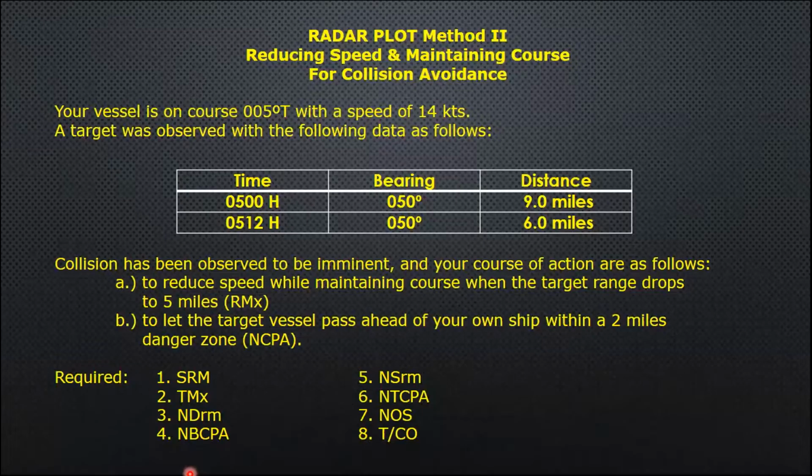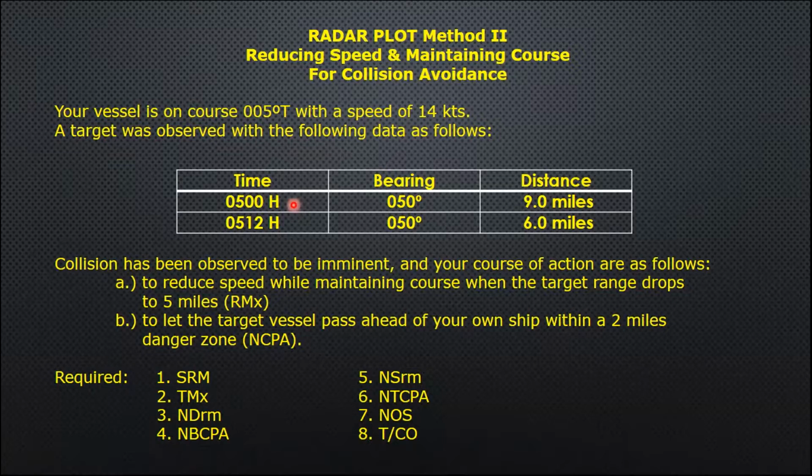Good day, viewers. In this video, I'll be presenting method number 2, reducing speed and maintaining course, exercise 2. To start with, we have our given. Your vessel is on course 005 degrees true with a speed of 14 knots. The target was observed with the following data.